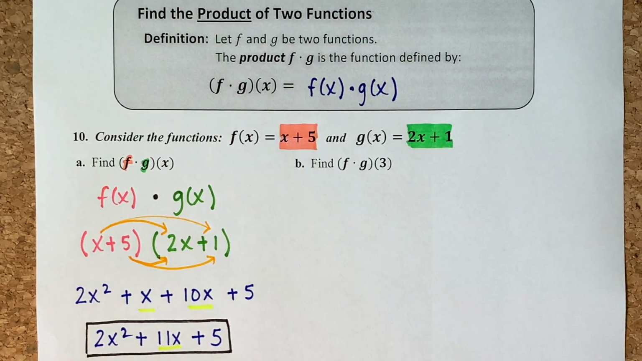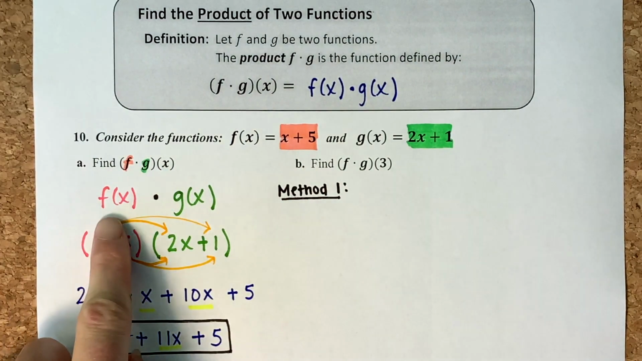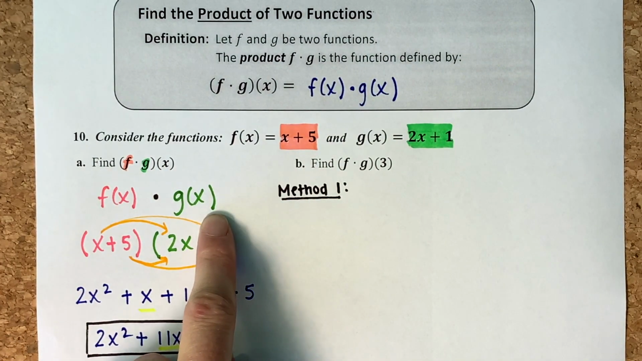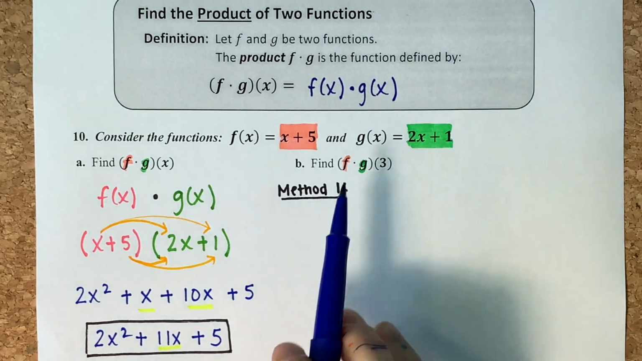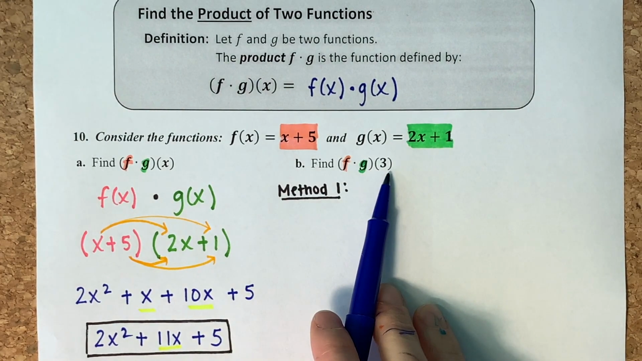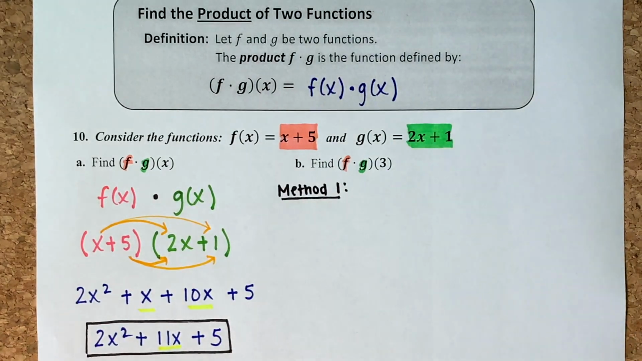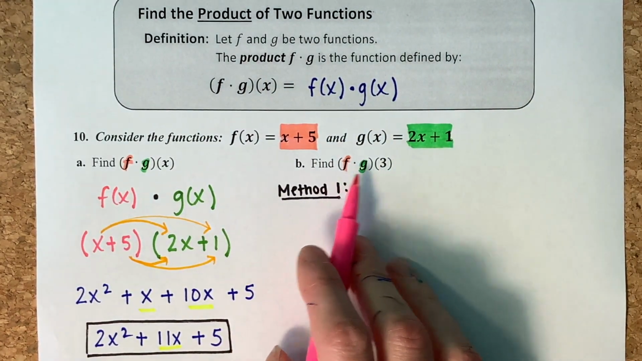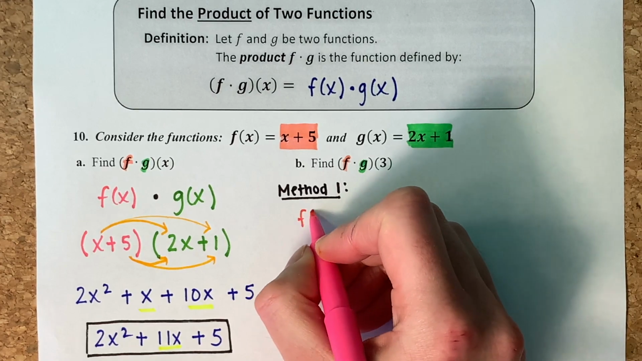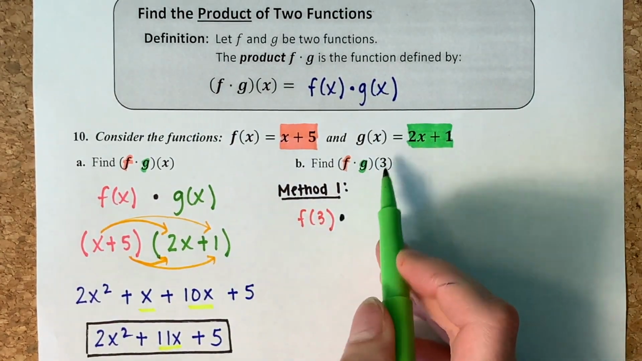Let's try one last problem. Now this problem can be solved in two different ways. Method 1 is similar to what we just did in Part A. In Part A, remember, we started by rewriting the problem in an equivalent form. Let's do that here. Here we have f times g of 3. The only difference between these two problems is that instead of having an x, we have a 3 here. So this can be rewritten as f of 3 times g of 3.